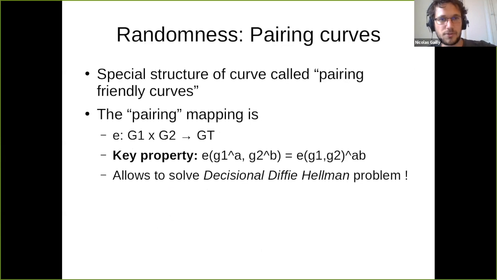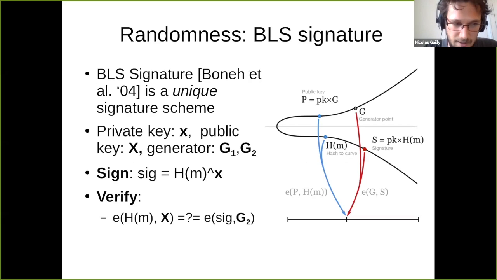I'm going to need to introduce some notation about pairing curves, which Mary already talked a little bit about before. This is a special family of elliptic curves where we have a special mapping. The key property of the mapping is that e(G1^a, G2^b) equals e(G1, G2)^(ab). In some sense, it allows us to solve the decisional Diffie-Hellman problem, and it greatly opens up the possibilities of what we can do. Pairings are used in a lot of places in the blockchain space now, in zero knowledge proofs as well, in Groth16, etc. So how can we use pairings to generate randomness?